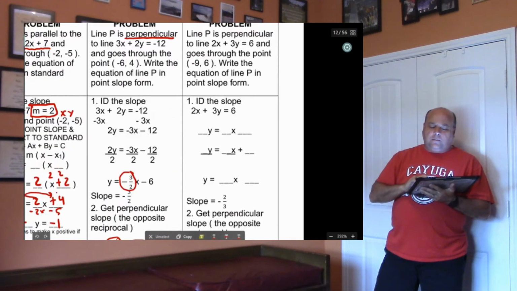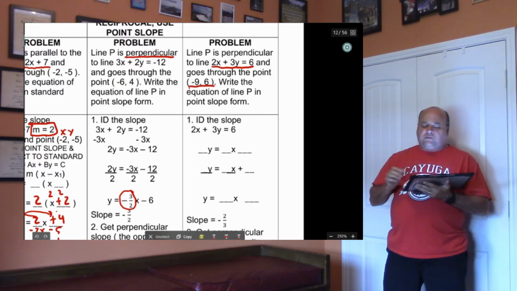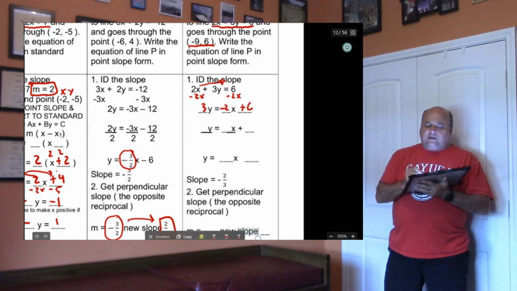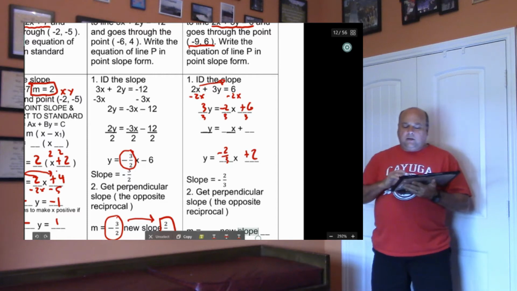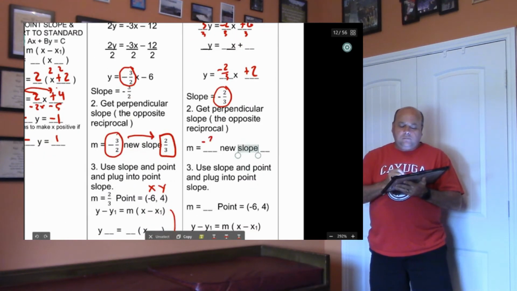Okay, now then let's go to the problem we have. So the line is perpendicular to this and goes to this point. So the first thing we want to do is get the slope of this. So I'm going to move over the 2x. That's going to give me 3y equals negative 2x plus 6. And then you divide by 3, don't you? So I'm going to get y equals negative 2 over 3x plus 2. Okay, so my slope is negative 2 over 3.